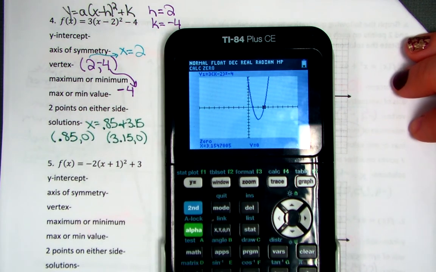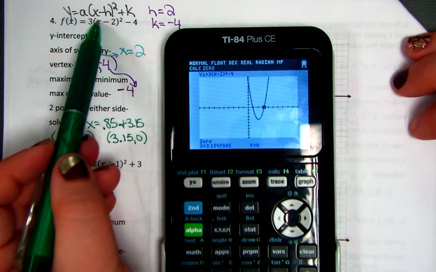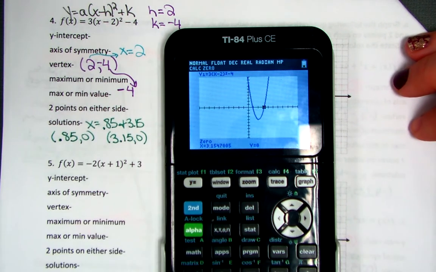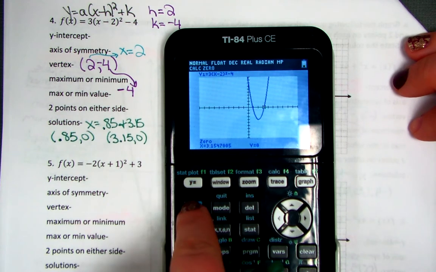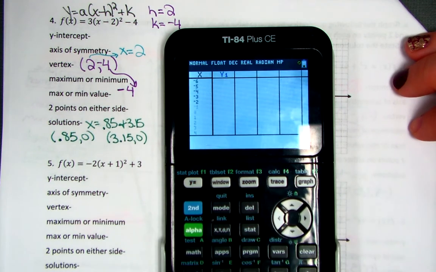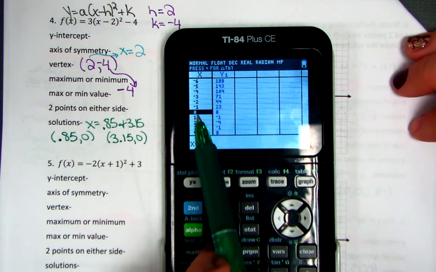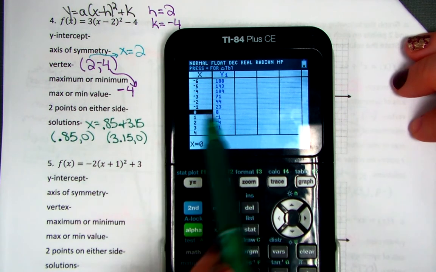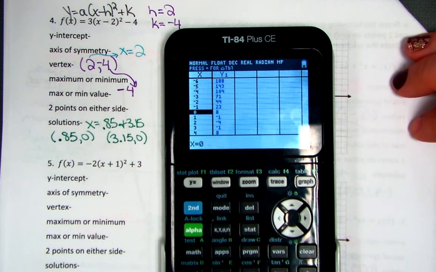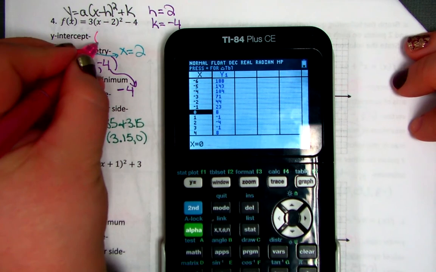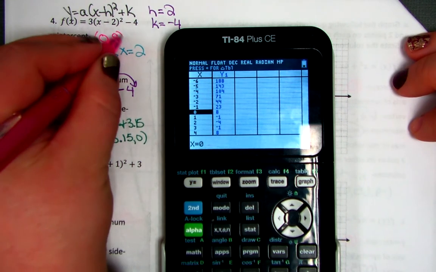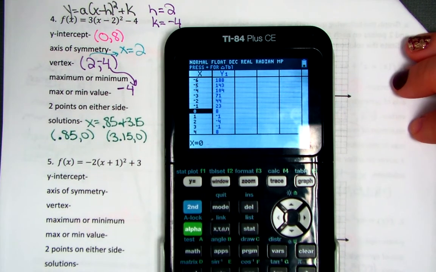We have not found the y-intercept, and there's a couple of ways that you can do that. You can put 0 in here and solve this out to find the y-intercept, or you can look at your table. So second table, and move your cursor to where the x is 0, because that will be what your y-intercept is. Remember, our y-intercept is always 0 comma something. So 0 comma 8 is our y-intercept.